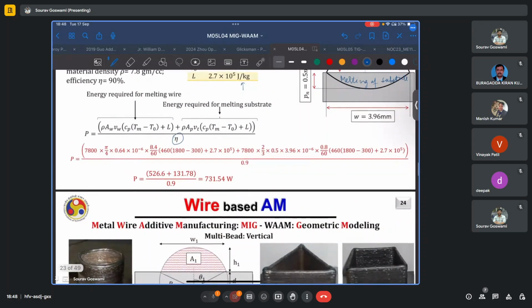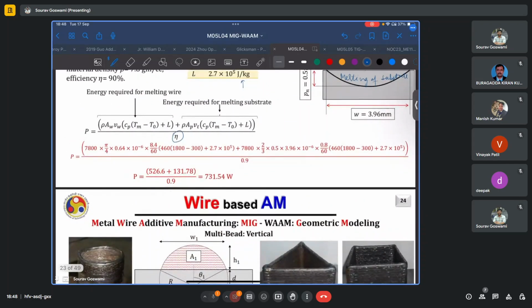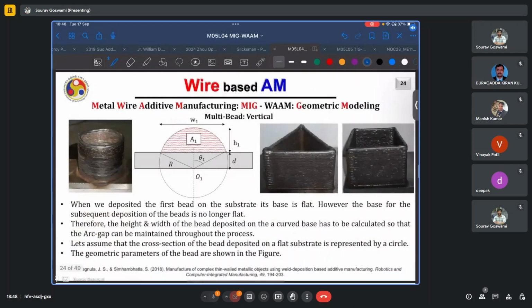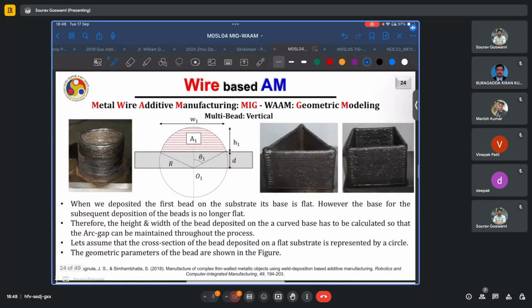For a more in-depth detail of all the calculations, you may refer to the video again, because Professor Kapil has broken down each of these steps.